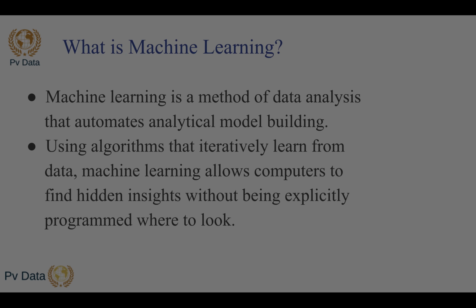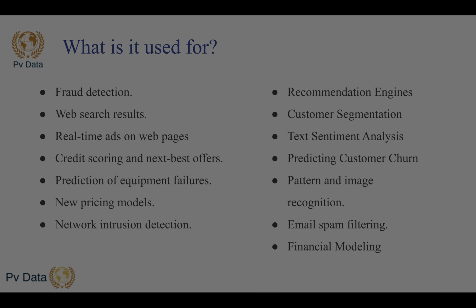So what is machine learning? Machine learning is a method of data analysis that automates analytical model building using algorithms that iteratively learn from data. Machine learning allows computers to find hidden insights without being explicitly programmed where to look. These are some examples of machine learning: recommendation engines, web search engines, fraud detection, credit card fraud detection, housing prices, email spam filtering, financial modeling.